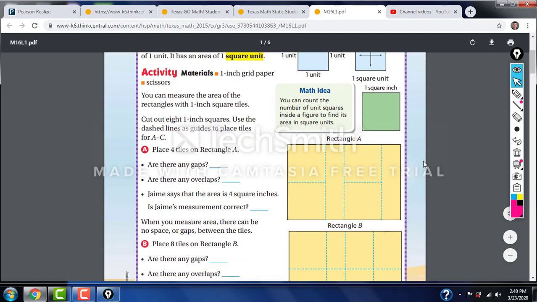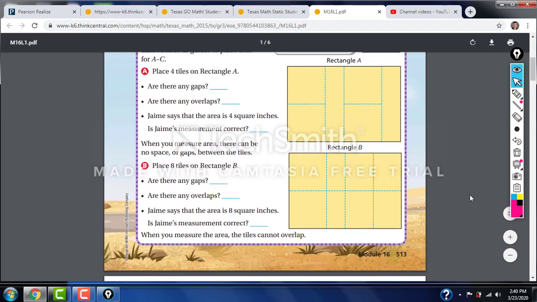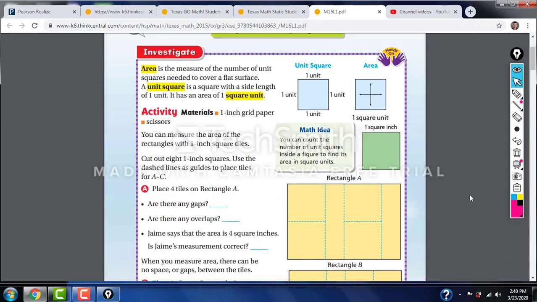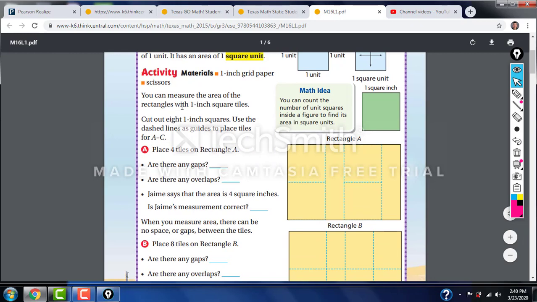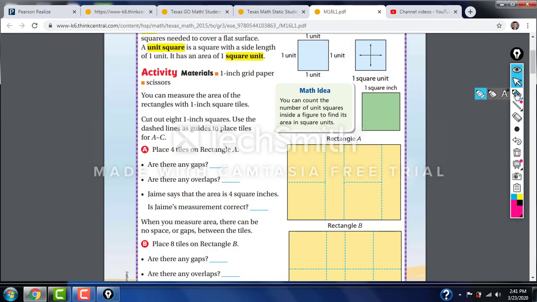So again, using the grid paper, we're going to go through letters A and B, and answer any questions that you have. Let's look at what they're asking us to do. You can measure the area of rectangles with 1-inch squares. You should cut out 8 1-inch squares. Use the dashed lines as guides to place for A and C. For A, place 4 tiles on rectangle A. Go ahead and place 1 here, 1 here, 1 here, and 1 here. And let's answer the questions.